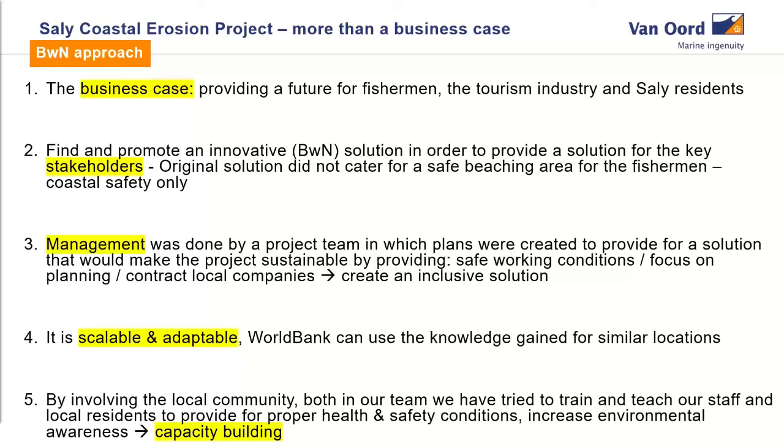You just heard it, 40% of the team consisted of locally employed people from the town and from the neighborhood, and really explaining to them how to do it and when to do it in a safe and sustainable manner will benefit them also in the near future. It is scalable and adaptable. This solution can be copied to other projects in the same area. The knowledge is there, the technology is there. So we have actually already started working on the next project in this area. And by involving the local community, you build capacity, and then all these enablers make the project a big success.